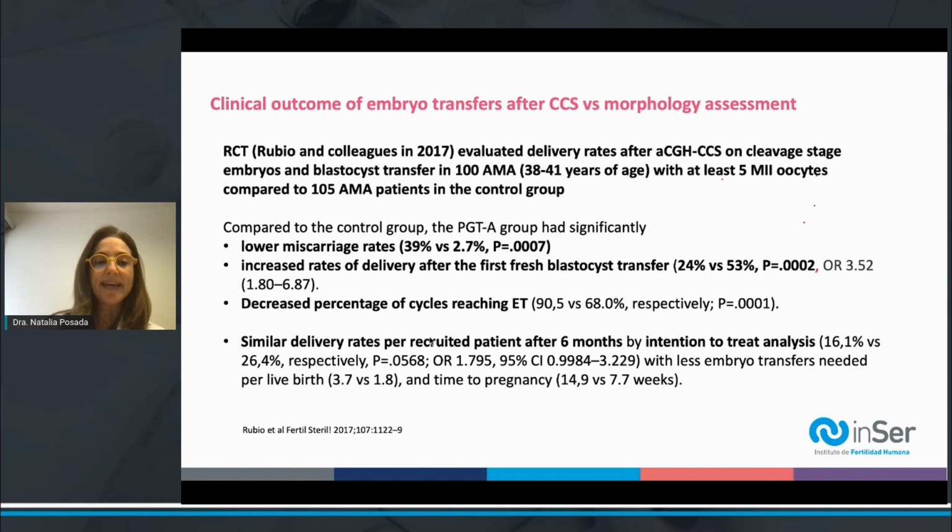Again, the delivery rates per recruited patients after 6 months by intention to treat analysis were similar between the two groups, 16.1 versus 26.4% respectively, which was borderline significant. However, the patients in the study group require less embryo transfer to achieve a live birth rate, about half, and the time to pregnancy was also diminished almost to half.